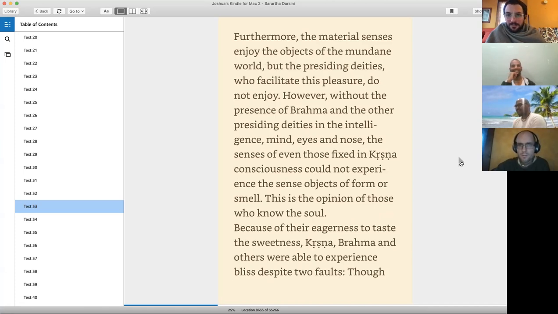Furthermore, the material senses enjoy the objects of the mundane world, but the presiding deities who facilitate this pleasure do not enjoy. However, without the presence of Brahma and the other presiding deities in the intelligence, mind, eyes, and nose, the senses of even those fixed in Krishna consciousness could not experience the sense objects of form or smell. This is the opinion of those who know the soul.